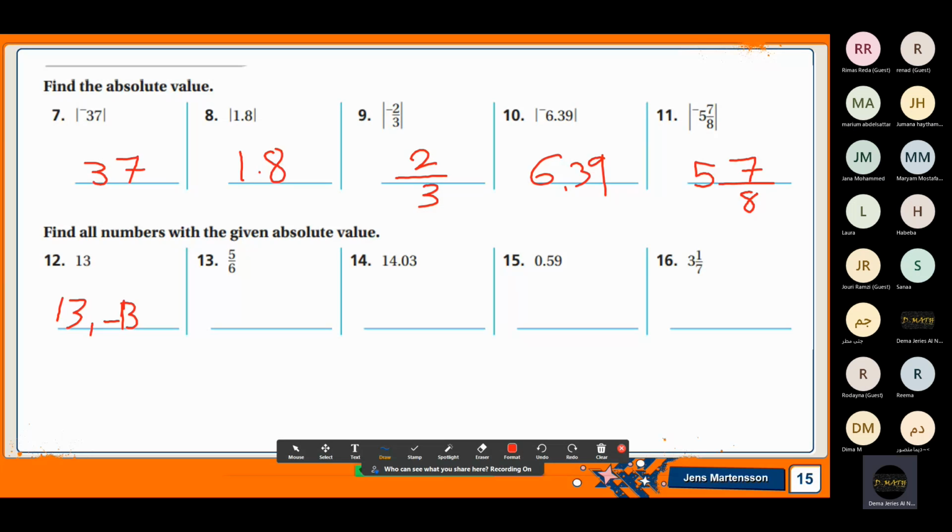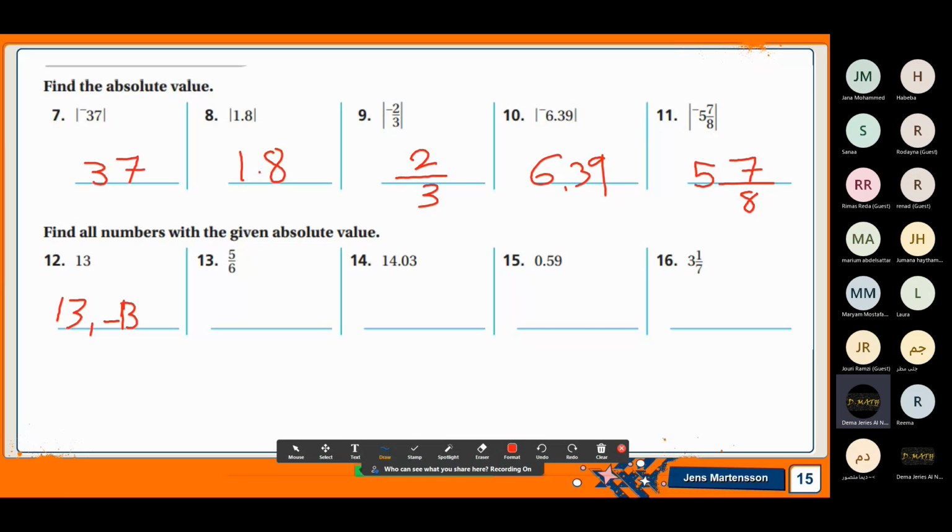Okay. Yes, Jana. Find all the numbers with the given absolute value. 5 over 6. 5 over 6 and negative 5 over 6. Thank you. Jana Matar?